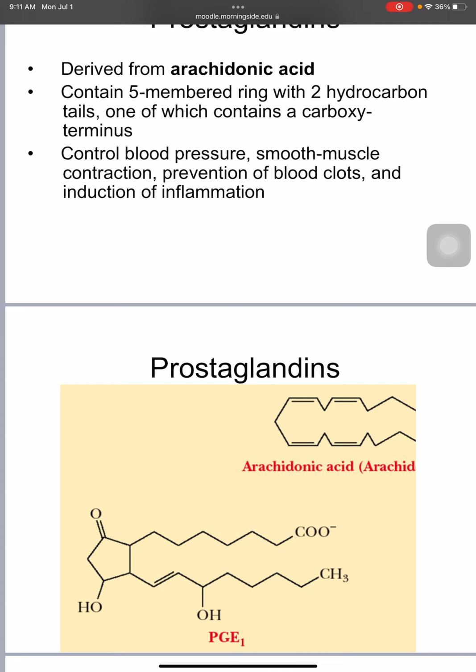There are several different types of prostaglandins that are made. These help to control a lot of the internal physiological functions. They are one of the factors involved in controlling blood pressure, smooth muscle contraction, prevention of blood clots, and induction of inflammation. They're very important immune system lipids.